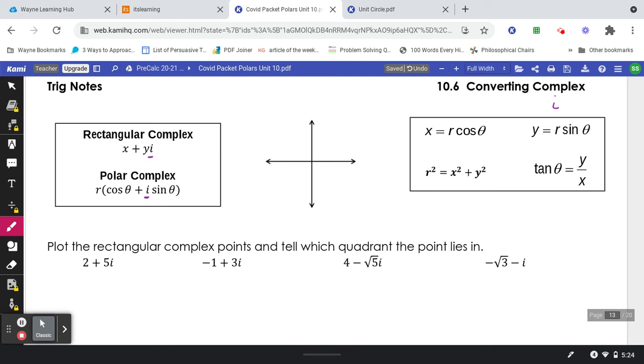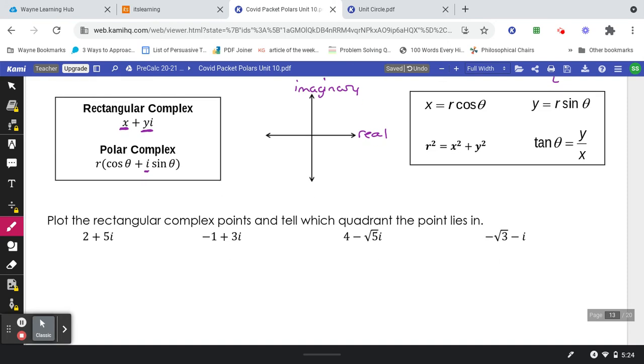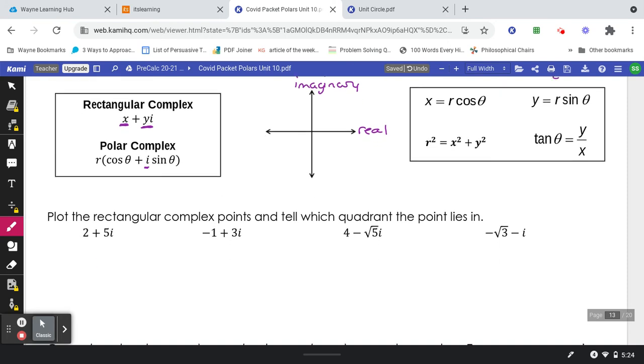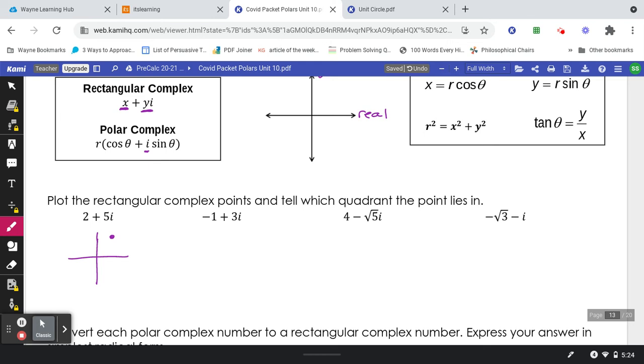When we graph or sketch out anything, the real number is going to go on the x-axis, and then the imaginary number will be on the y, which makes sense because you have the x here without the i, and then the y is attached to the i. So this is similar to what we did earlier when we were just plotting to see which quadrant something falls in. So if I plot 2, 5i, I would go 2 to the right and 5 up for the imaginary, and that would put me in quadrant 1.